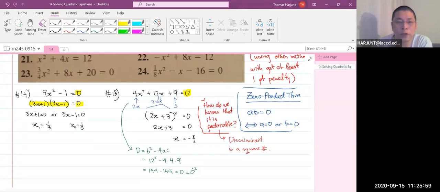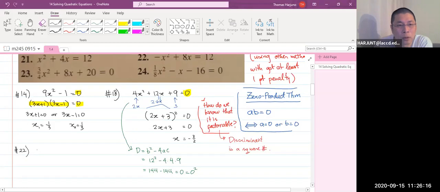Okay. Now, of course, if you can just go ahead and factor it, go ahead and factor it. You don't need to check if it is factorable or not. After all, what they want you to do is to solve by factoring. Next, number 22. Negative x squared plus 8x equals 12.